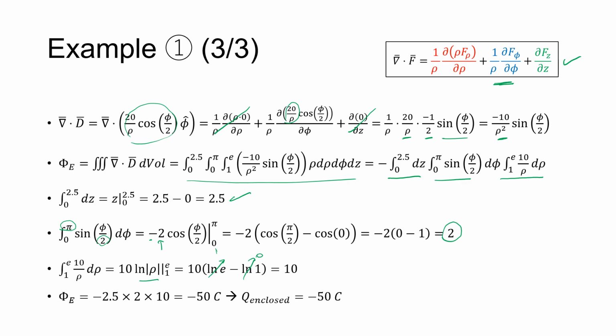Then just what is outside is 10. Just multiply, you get here 10. Multiply everything together. Then you have 2.5 multiplied by 2 multiplied by 10. This brings you 50. And don't forget we have here a negative sign. Then we'll bring it here. So again, we got Q enclosed as minus 50. So this becomes much easier. Even though we have to calculate the three integrals, even though we have to calculate the divergence, since we don't need to look at where the normal surface is, it becomes much easier.